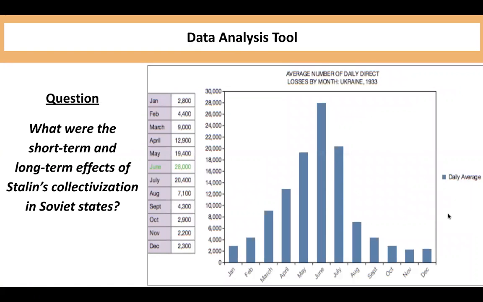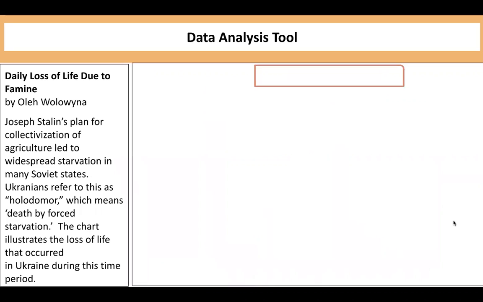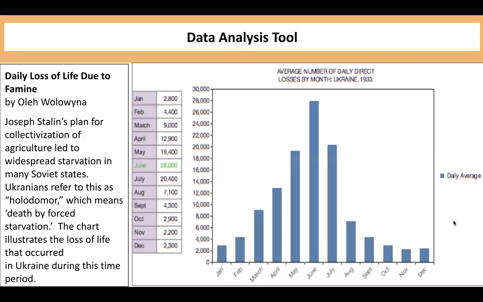Our question for today will be, what were the short-term and long-term effects of Stalin's collectivization in Soviet states? And we're looking at data from roughly 1933, and let's take a look at what we need to start with. So if we're looking at this tool, we need to look at a couple of parts first. The first question is, what is the title? So the title here is going to be Average Number of Daily Direct Losses by Month, Ukraine 1933.